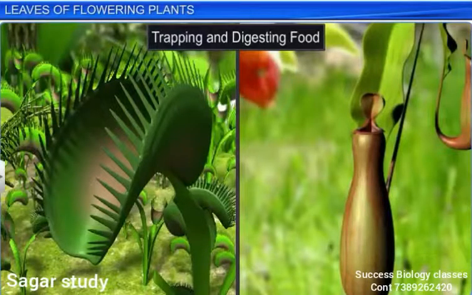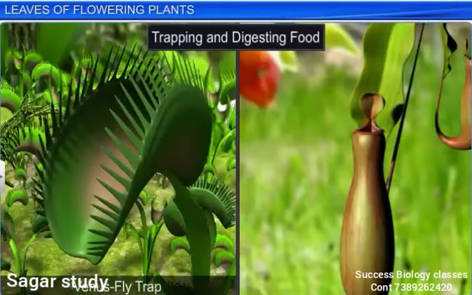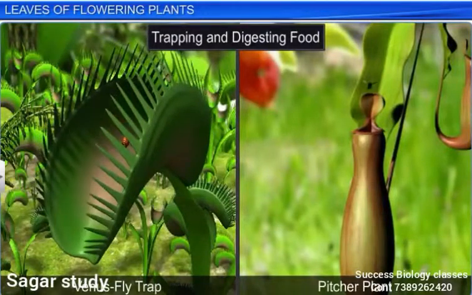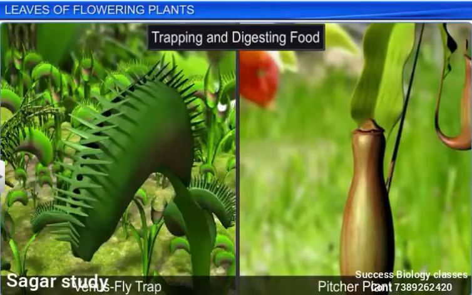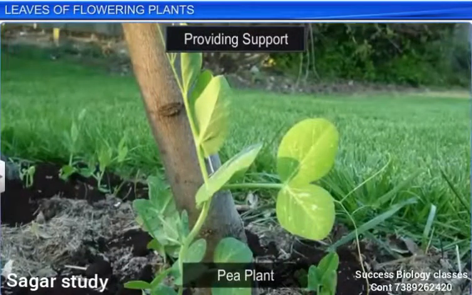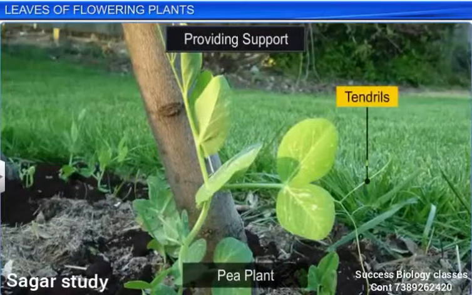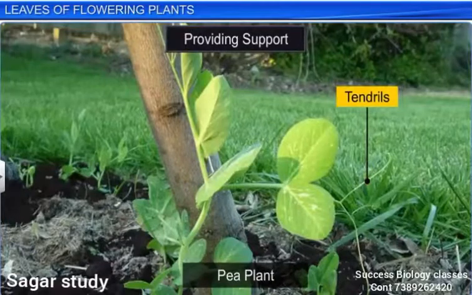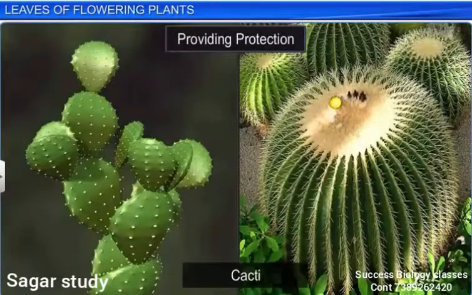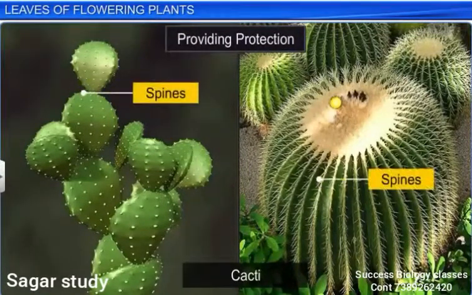Also, certain insectivorous plants like the Venus flytrap and the pitcher plant have modified leaves that help capture tiny insects, which are food for these plants. These insects are digested by the enzymes secreted by the modified leaves. In the pea plant, some leaves get modified into tendrils, which help the plant to climb, whereas in many cacti, the leaves are modified into spines for protection.